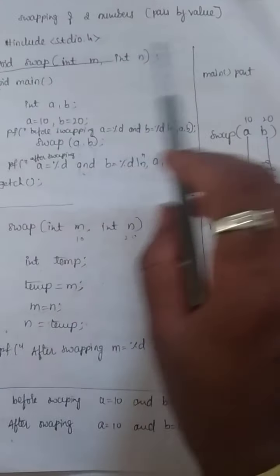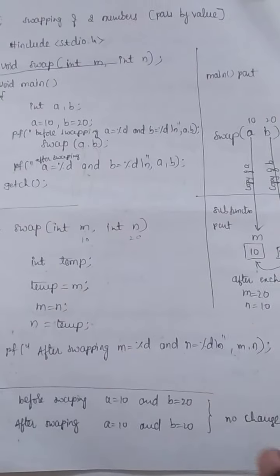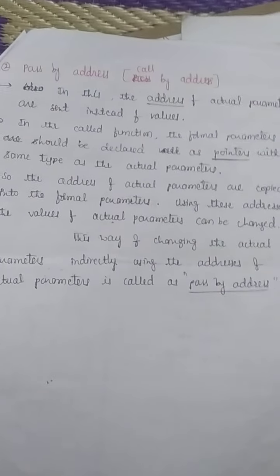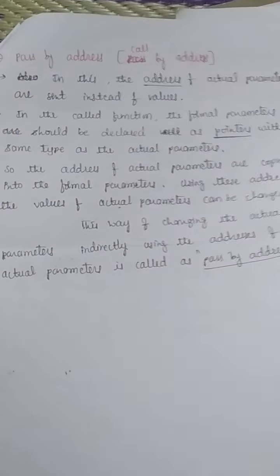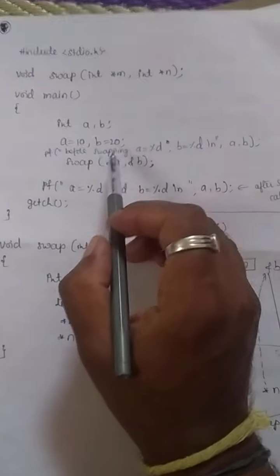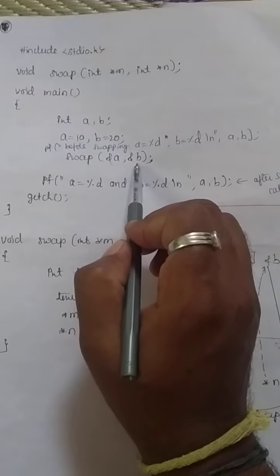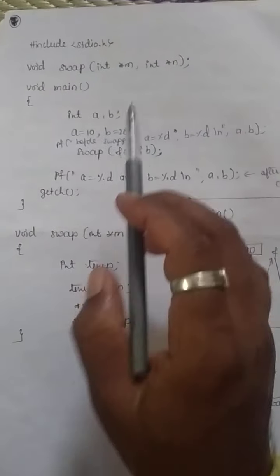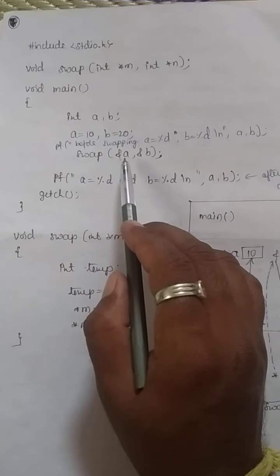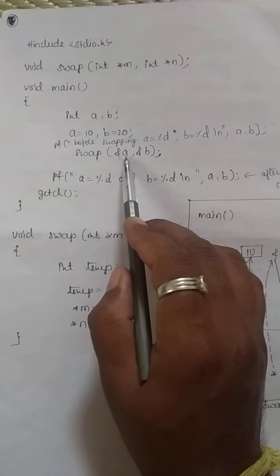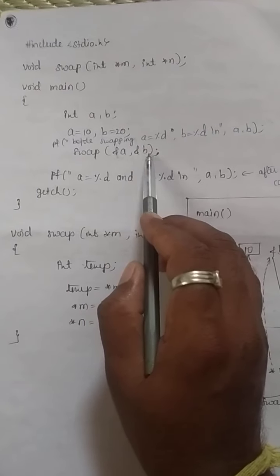So this is pass by value. But what happens in pass by address? See, in pass by address, instead of original values, we are passing the address of A and address of B. Okay, now same program, swapping. Instead of sending A, B values, we are going to send the address of A and address of B.